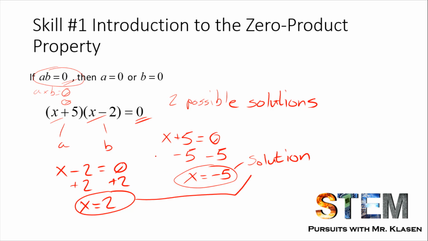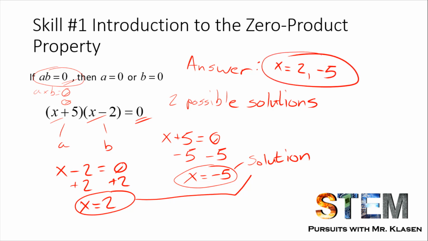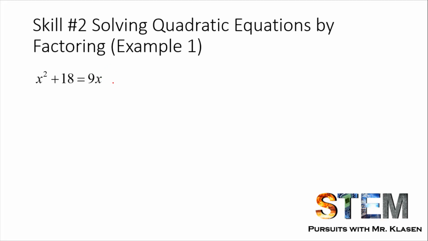And what the zero product property does is it really simplifies this goal of finding solutions, because now we can just say that the solutions to this given situation are x is equal to 2, negative 5. And we can find all the solutions of a quadratic really quickly. So let's apply this to a situation where we actually are trying to solve a quadratic equation by factoring, but we're going to use the zero product property in addition to this.